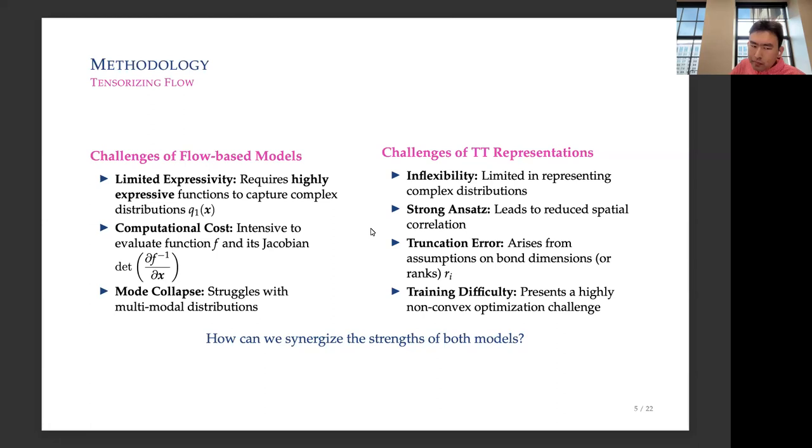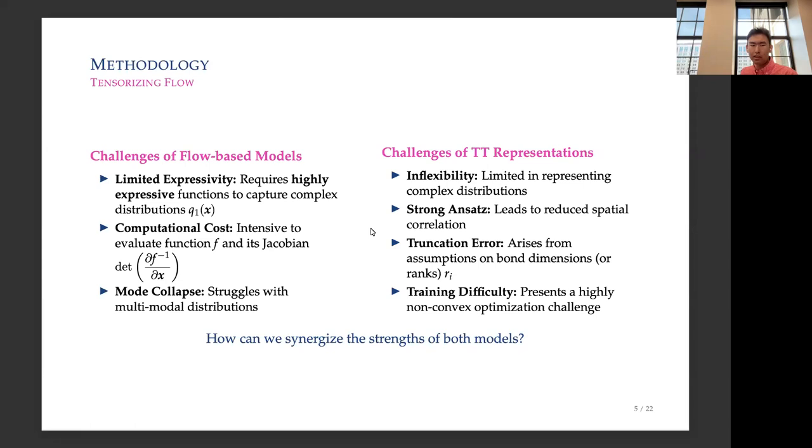So this Jacobian is not that straightforward to evaluate, and it may need some very expensive yet biased estimators, maybe including the Hutchinson's estimator, to approximate this determinant of the Jacobian. Because of this high computational cost, it really restricts the choice of neural networks that we can choose. So in some sense, it also causes limited expressivity.